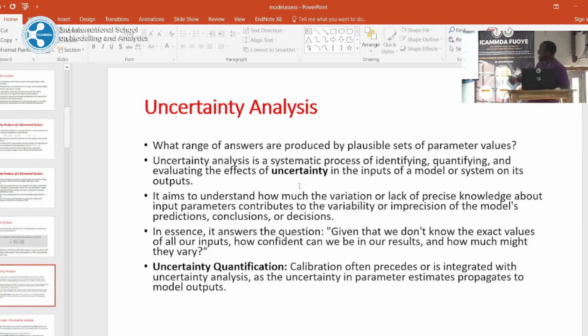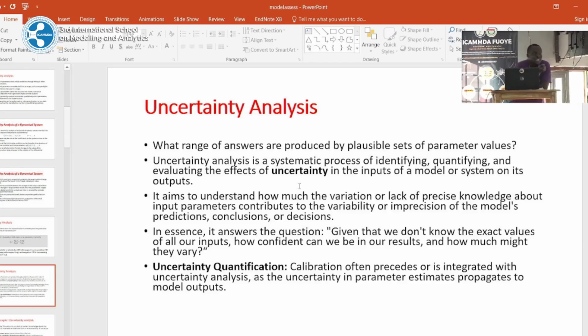So it aims to understand how much the variation or lack of precise knowledge about input parameters contributes to the variability or imprecision of the model's predictions, conclusions, and decisions. In essence, it answers the question: given that we don't know the exact values of all our inputs, how confident can we be in our results, and how much might they vary? So when you are putting your parameters in range, you are factoring variation into your model.